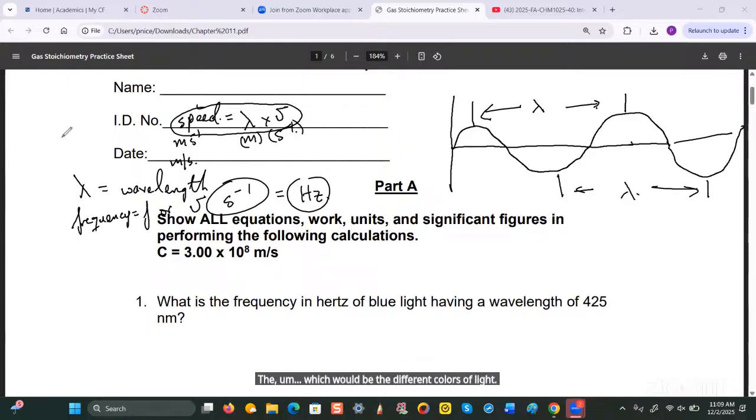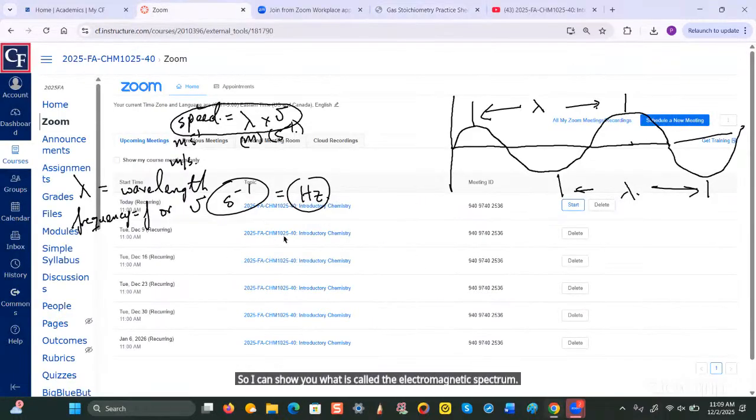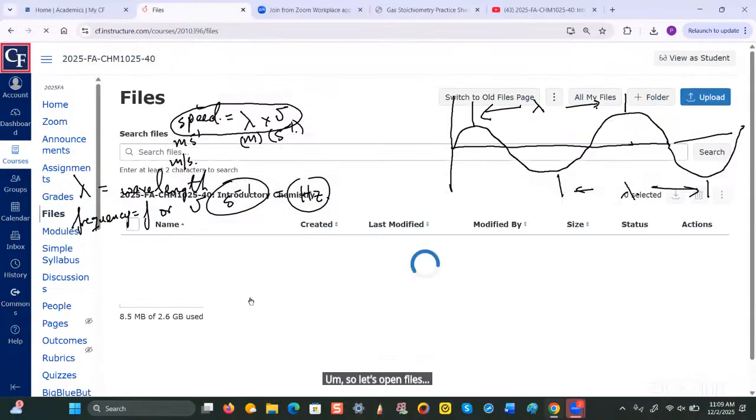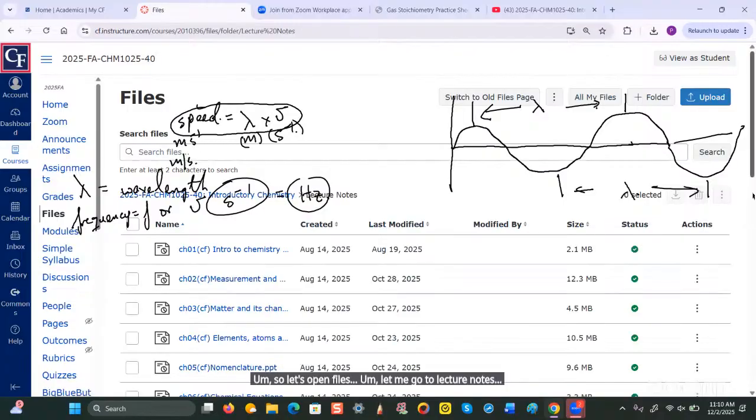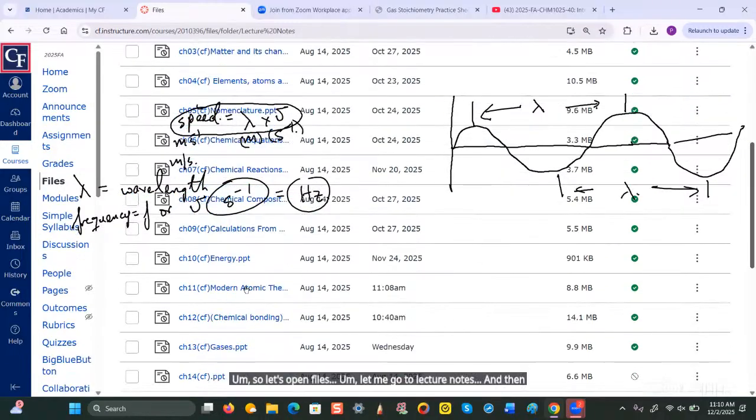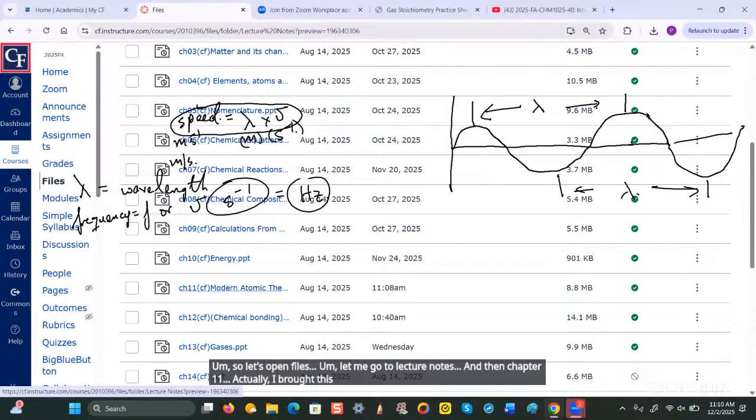In fact, let me get out of this here so I can show you what is called the electromagnetic spectrum. So let me open files. And let me go to lecture notes. And then chapter 11. Actually, I brought this up earlier so I can show you the rest.